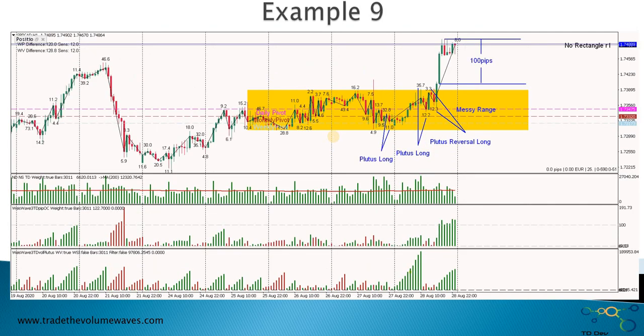Example 9. Now that is a messy range, okay? Do we read everything? No, we care about the exit. Okay, so what do we have on the exit? We have two long patterns again, okay? That's a Plutus long, the 35.7 with a 12.2, and a Plutus reversal long. Same story. We wait for the break, enter long, 100 pips. Next example.